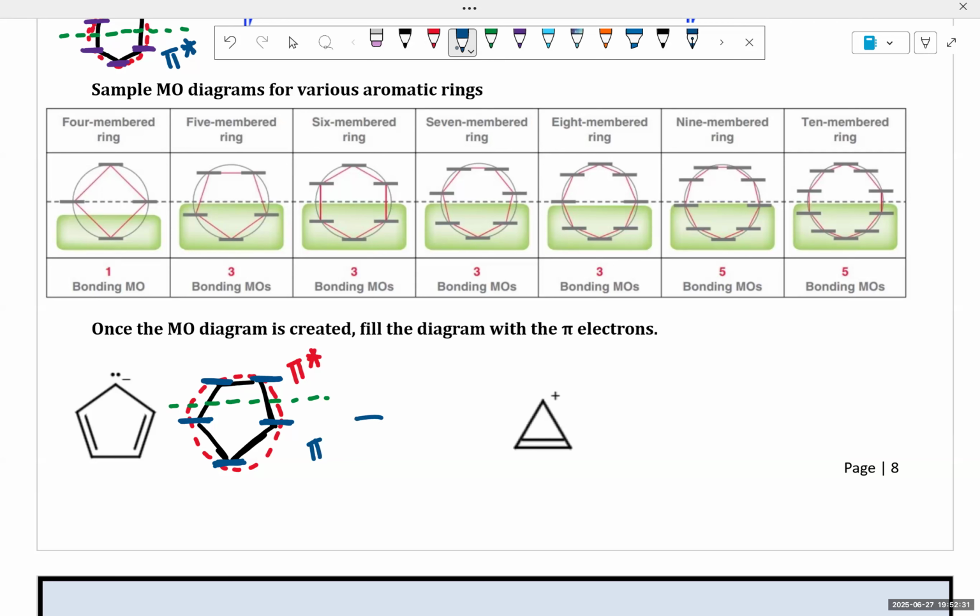To redraw the MO diagram that I've prepared, I can now fill it with our pi electrons. I have 6 pi electrons, 1, 2, 3, 4, 5, 6. So as you see, this compound is clearly aromatic. It has full bonding molecular orbitals, but an empty antibonding set of molecular orbitals.